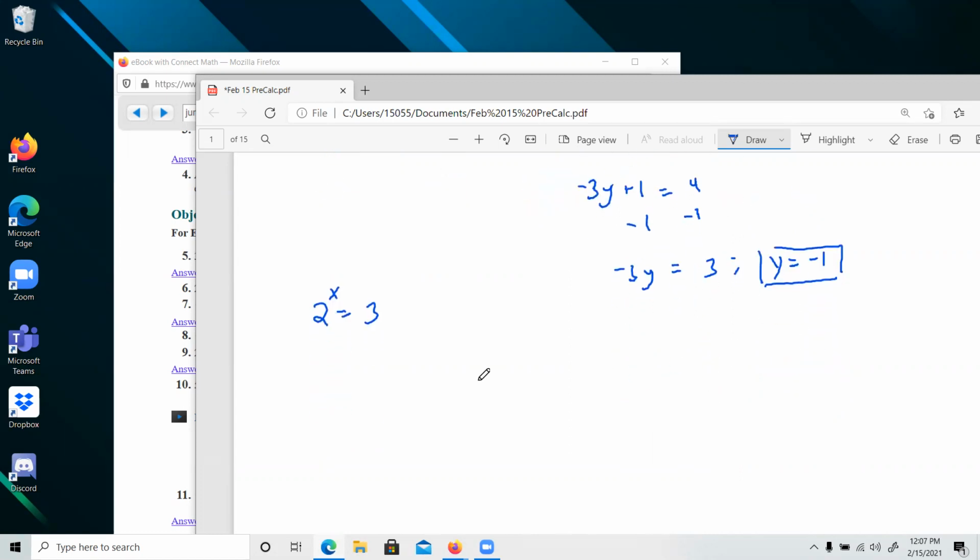So there is a way to do that. And the way to do that is, do you remember we talked about logarithms? And we said that logarithms are an exponent. So what we're going to do is take the log of both sides.